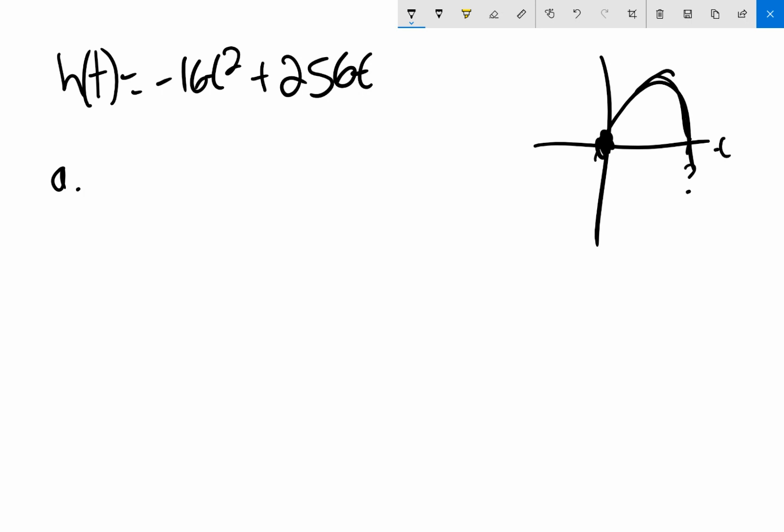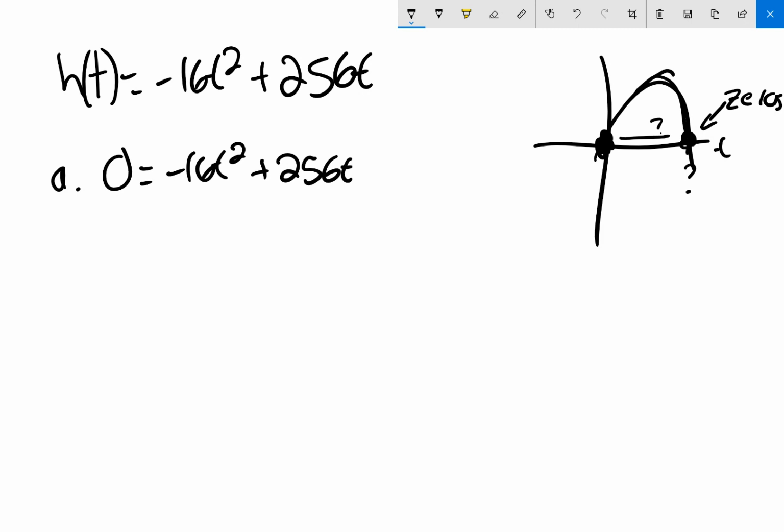So we've got to figure out, how long is it from this point on the ground to this point on the ground? How much time does that take? Now to do that, we're solving for the zeros, right? We're solving for the x-intercepts. So to solve for zeros, I'm going to take my equation, negative 16t squared plus 256t, and set it equal to 0.